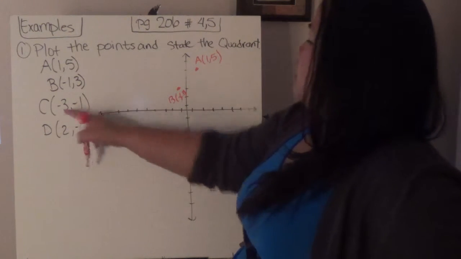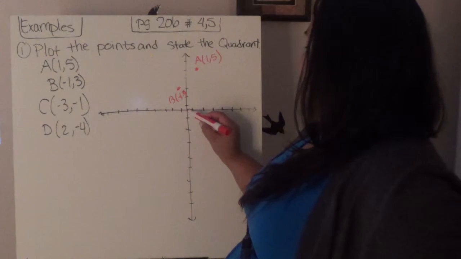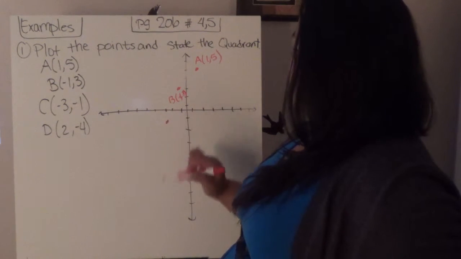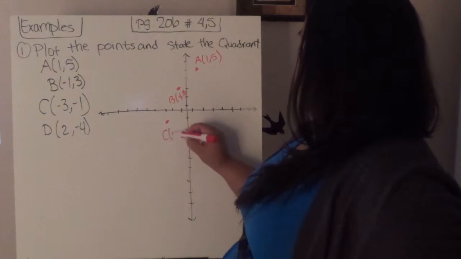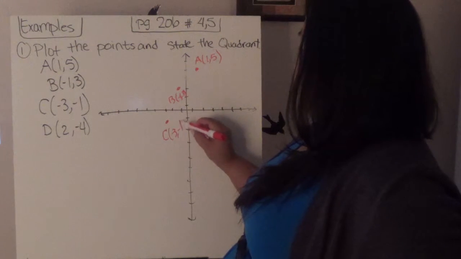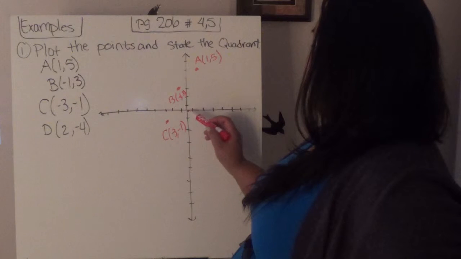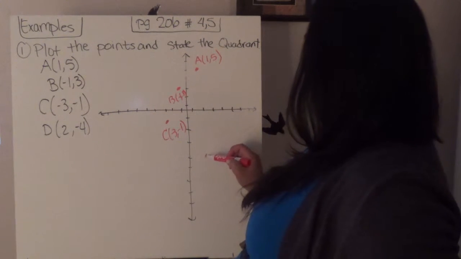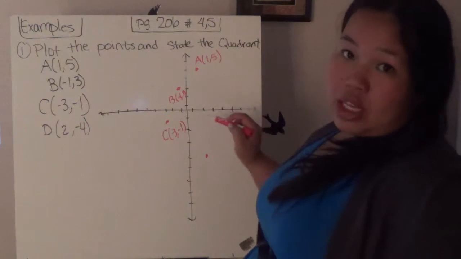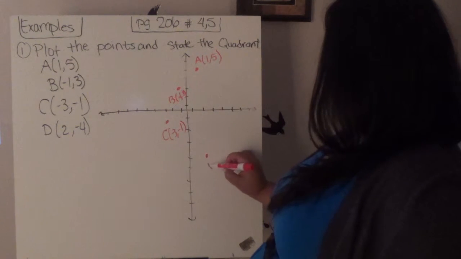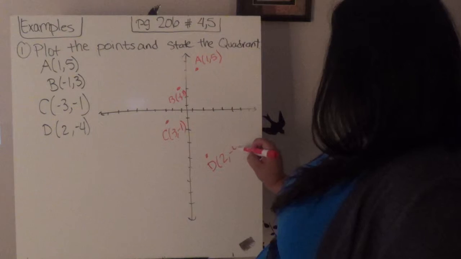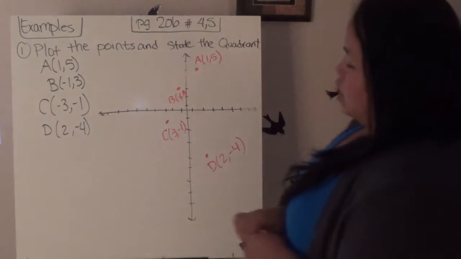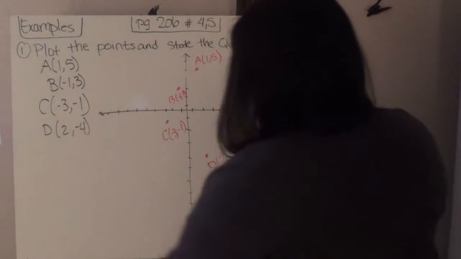Okay. C is -3, so I go back 3: 1, 2, 3, and down 1. C is -3, -1. And the last one, D, is +2, down 4: 1, 2, 3, 4. So to the right 2 and down 4. Alright, so again, the first number tells us our x, and the next number tells us our y.